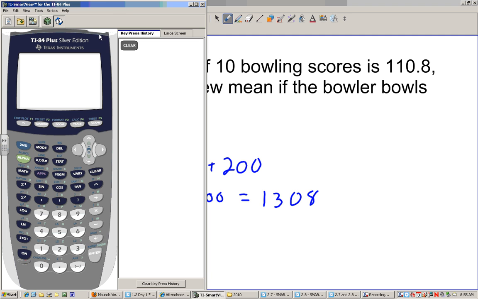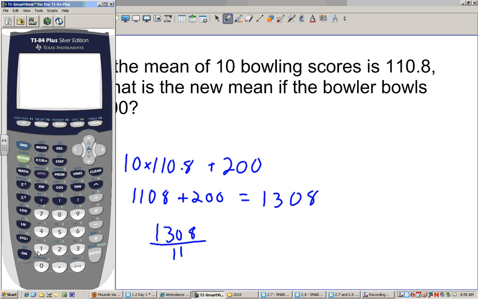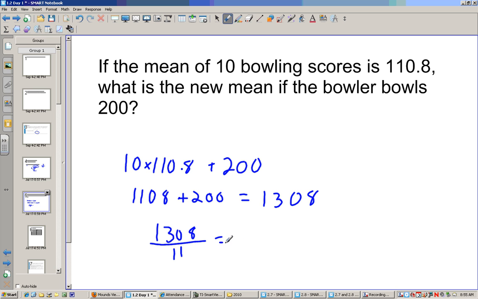Now let's see, we have 1308 divided by 11, 118.9 is the average score.